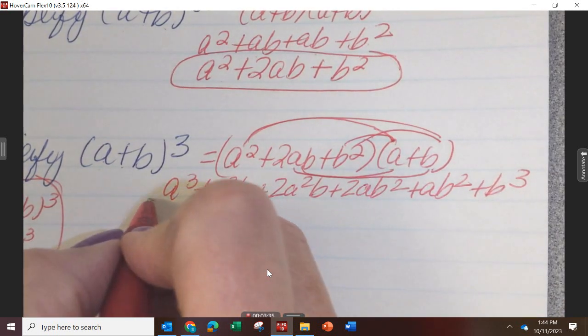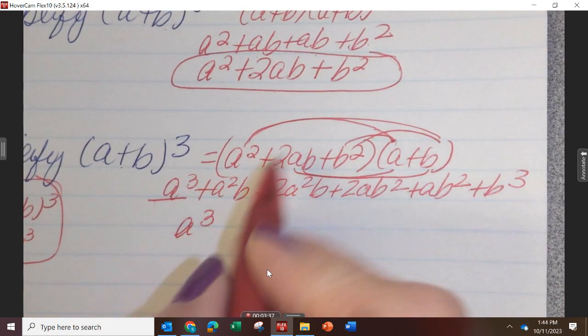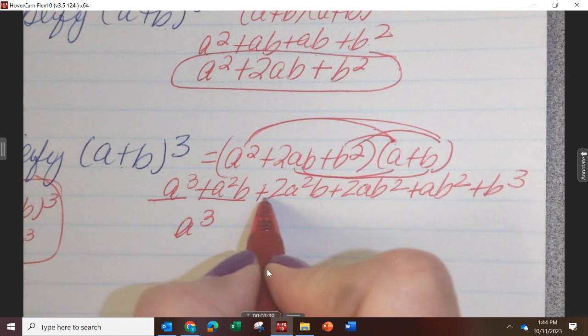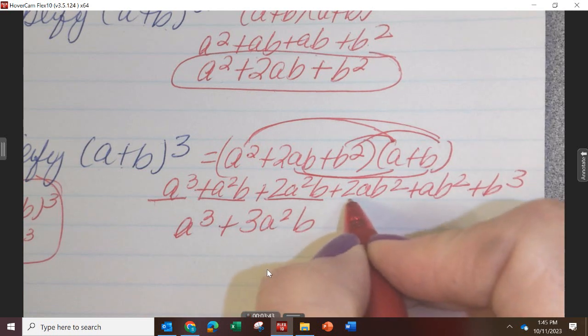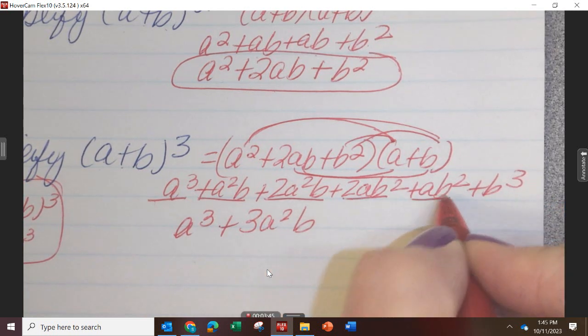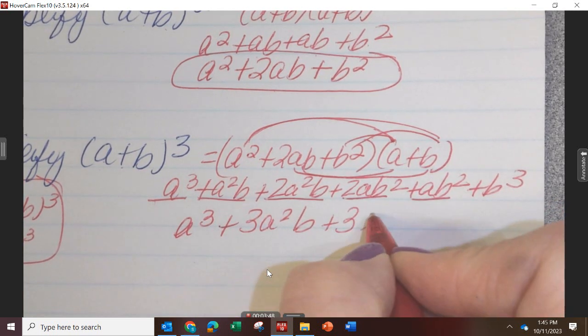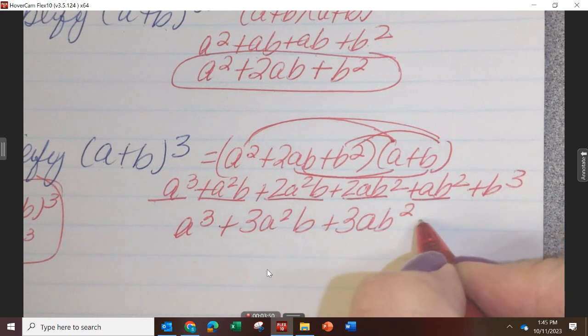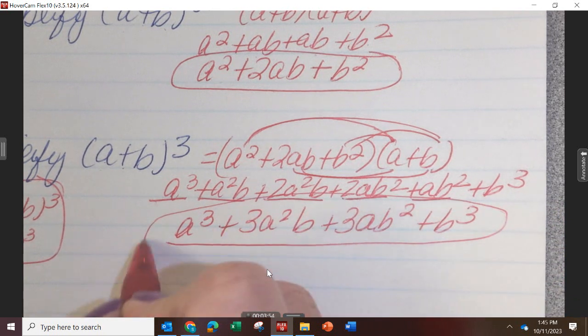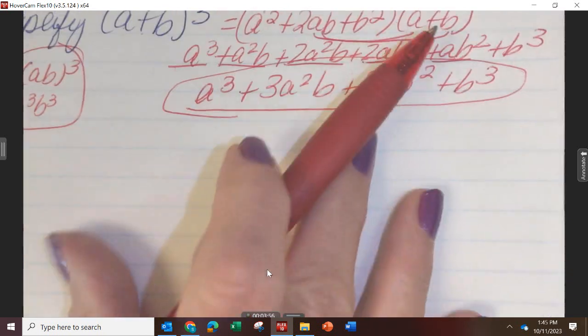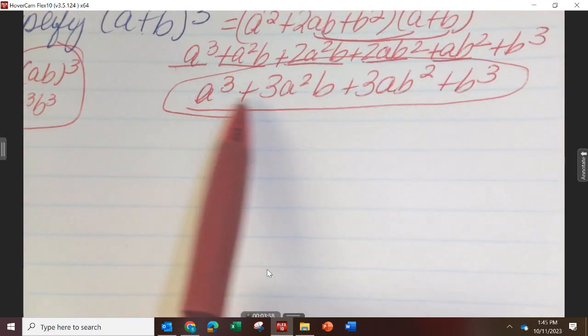Now we have to combine like terms. There's no like term on that. A squared b plus 2a squared b is going to give me 3a squared b. 2ab squared plus 1ab squared is going to give me 3ab squared. And then my last term is b cubed. That's my answer. What do you notice about these exponents on the a?